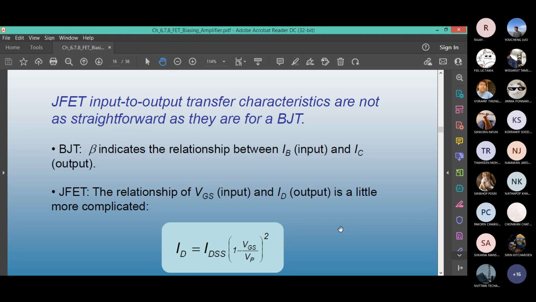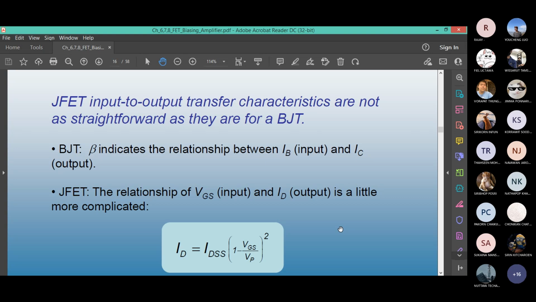There are shortcuts to actually draw this. When ID equals 0, what is VGS? You can find that. When ID equals half of IDSS, what is VGS? When ID equals 1/4 of IDSS, what is VGS? And then when VGS equals VP, what happens?